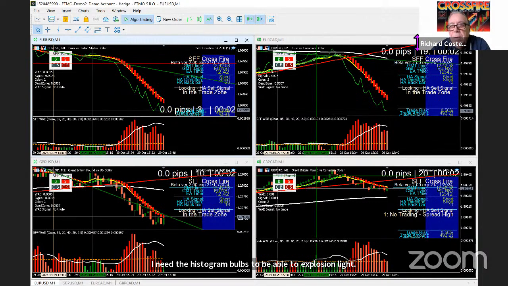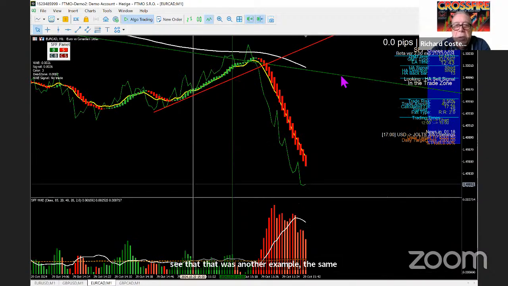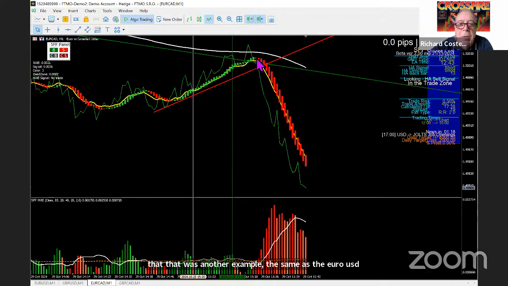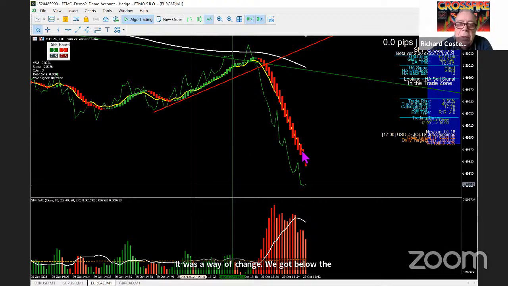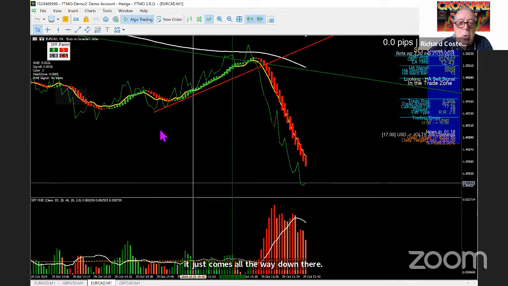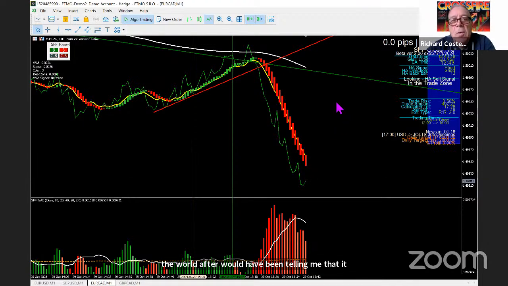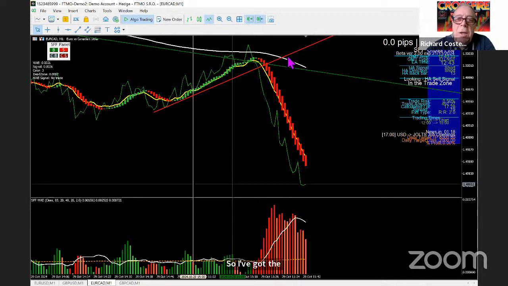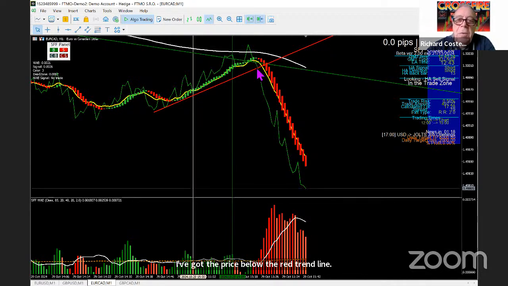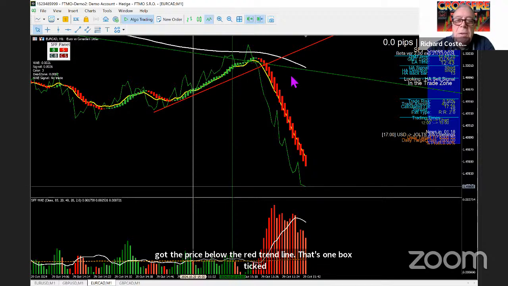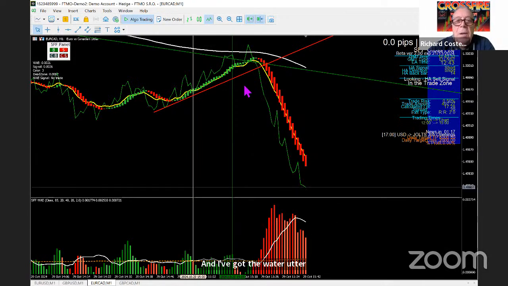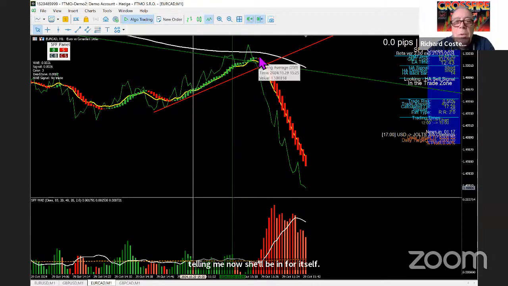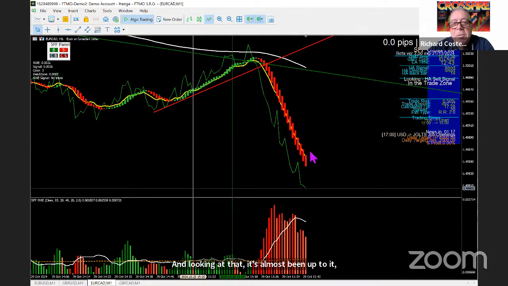See, that was another example, the same as the Euro USD. Look at what happened with price. There was a wave change. We got below the red trend line. It just tanked all the way down there. The water atta would have been saying short there. So I've got the price below the red trend line, that's 1 box ticked. I've got a recent wave change from green to red, that's 2 boxes ticked. And I've got the water atta telling me I should be in for a sell. And looking at that, it's almost been up to it, but it's very strongly rejected off it.